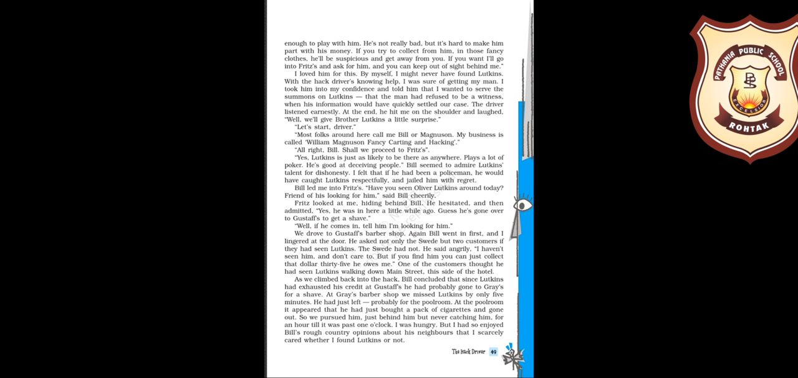The driver listened earnestly; the hack driver was listening very carefully to what he was telling him. At the end, he hit me on the shoulder and laughed. Well, we will give Brother Lutkins a little surprise. That would be a wonderful surprise for Oliver Lutkins, and calling him brother as well. Let's start, driver. With the same zeal, the narrator also replied, okay, let's start, driver.